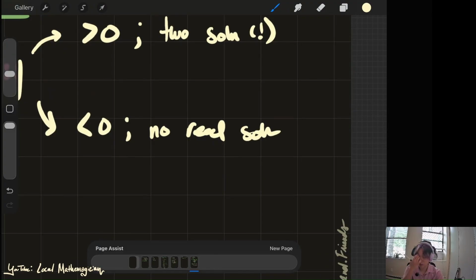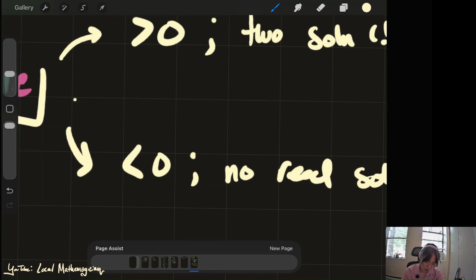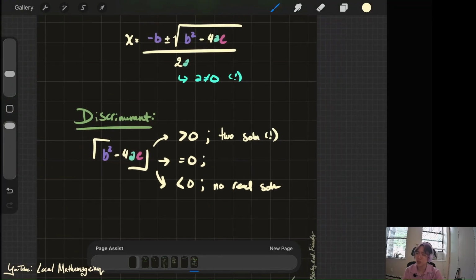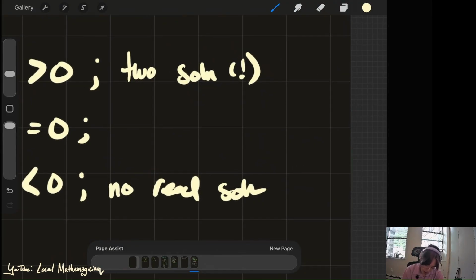Okay? All right. And now what if the discriminant is equal to 0? What is the square root of 0? It's 0. What's negative b plus 0? Negative b. What's negative b minus 0? Negative b. And then, you divide both by 2a. And, oh, wait, it's the same number, right? It's the same real number. So 1 real solution. Okay?